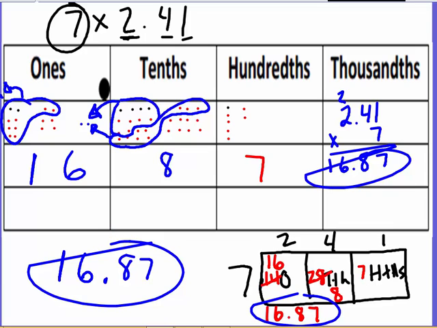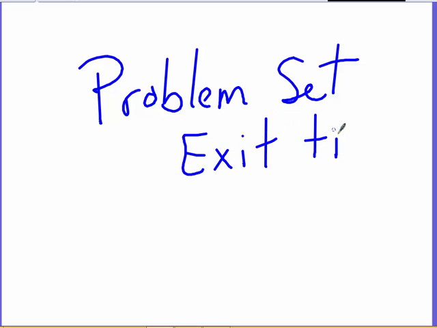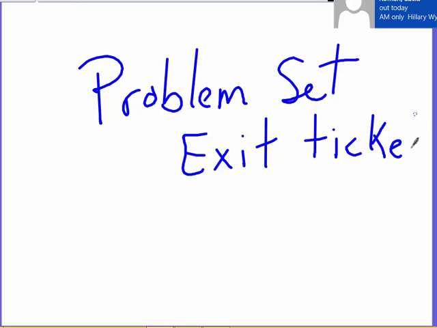Alright, so what you're going to do now is you are going to work on your problem set. On the back side of the problem set, you're going to have your exit ticket. Then when you have turned your exit ticket into the box, what you're going to do is you are then going to work on your math project.